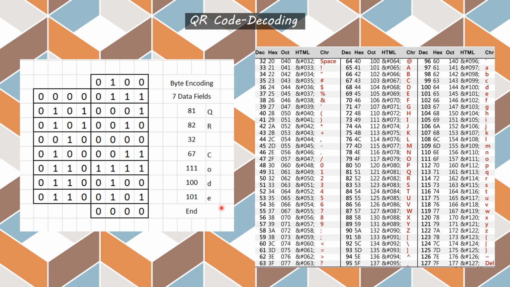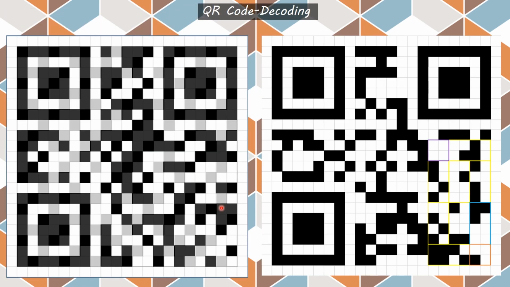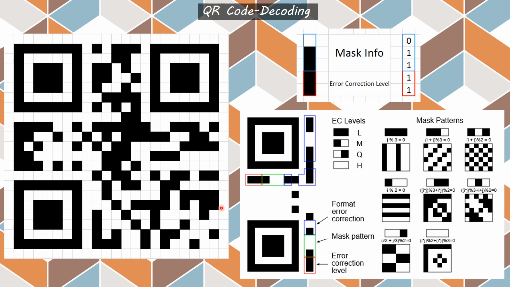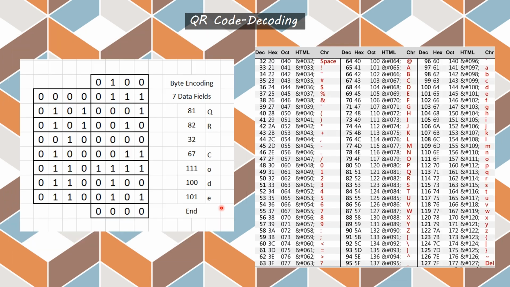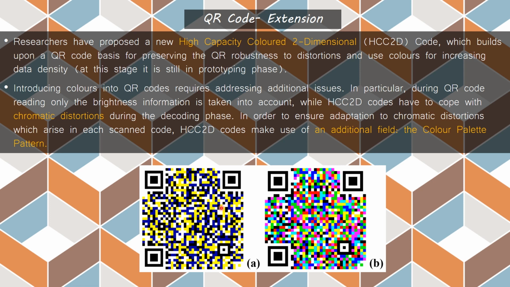If you want to verify it, you can verify it for yourself. Pause the video here and take your smartphone, and then scan the QR code. You will get the QR code message displayed. So that is how we encode it manually by hand.